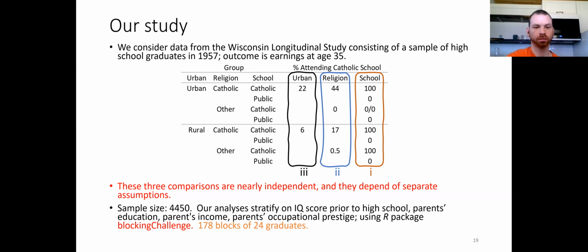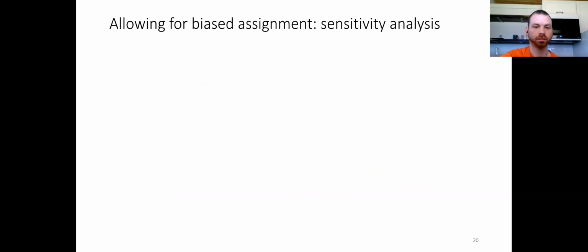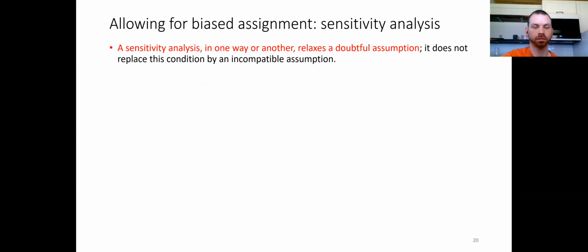So just briefly, in our method, we adjust for IQ score, parents' education, parents' income, parents' occupational practice as measured covariates. In our analysis, we also wanted to do sensitivity analysis, so we allowed for some amount of unmeasured confounding to be present. Just a short introduction of sensitivity analysis in this context.